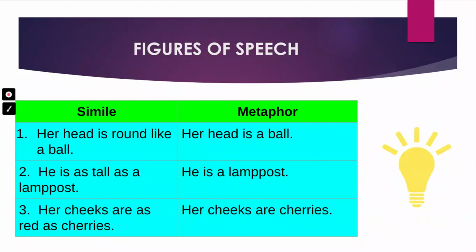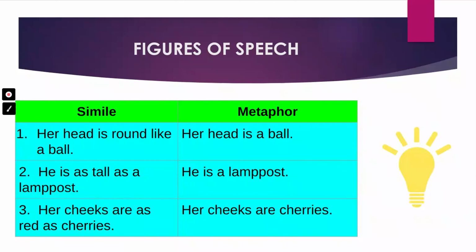Number 2, he is as tall as a lamppost. That's the simile. The metaphor says he is a lamppost. So if we look at the metaphor, he is a lamppost, we can see that there's a comparison there. He is being compared to a lamppost. However, this comparison is not made with the use of the word as or like. The simile, however, relies on as in order to make the comparison.